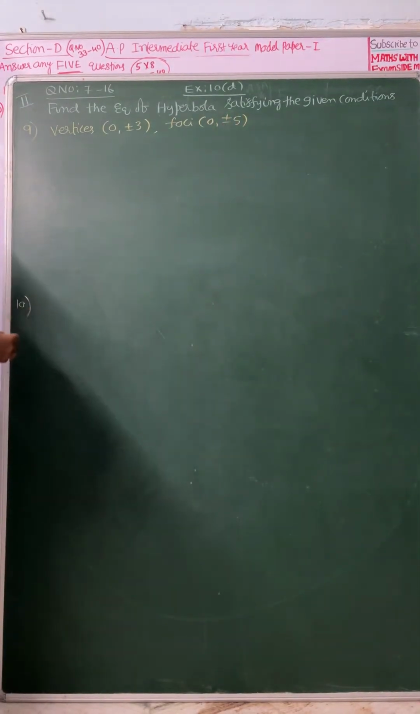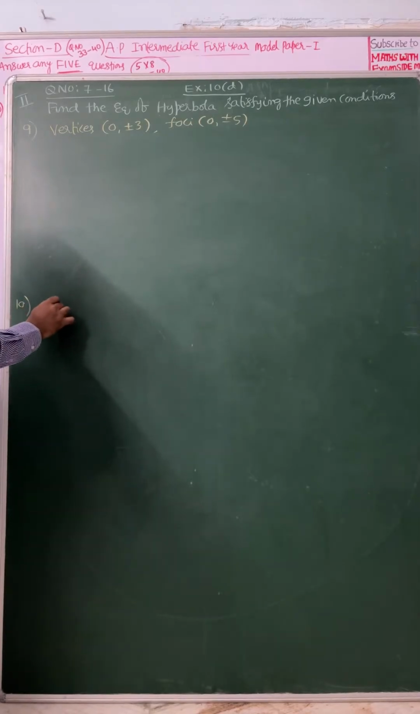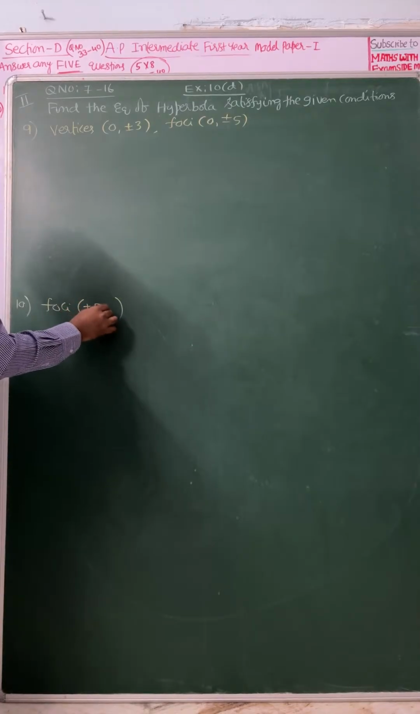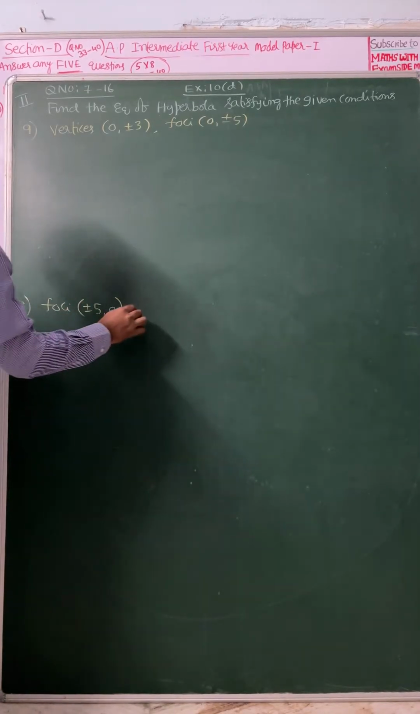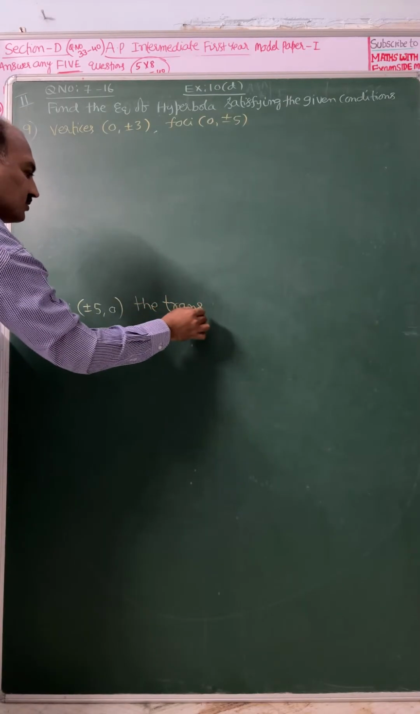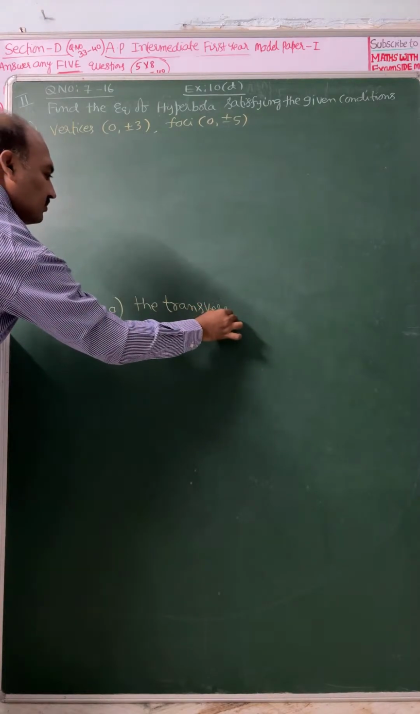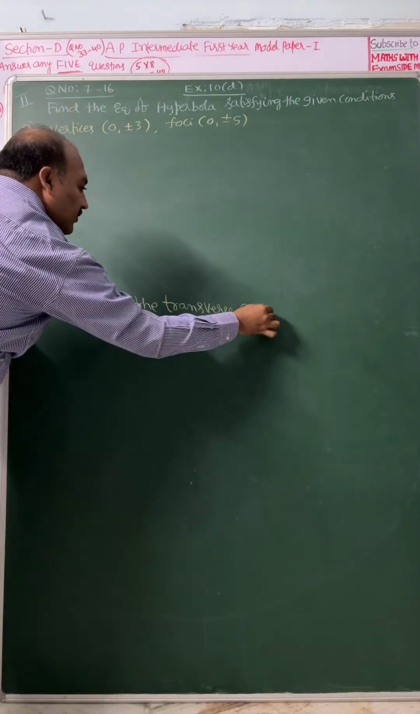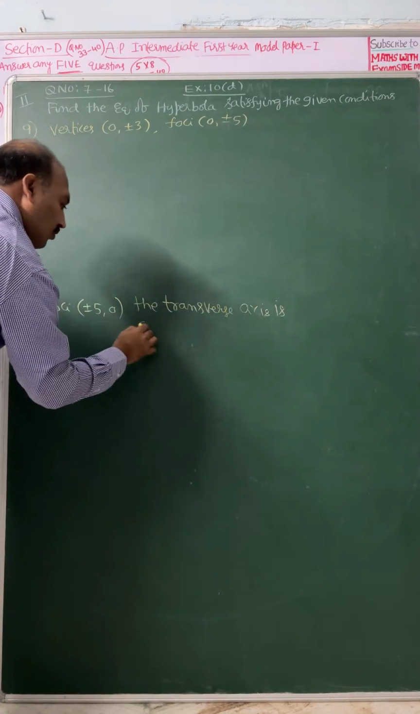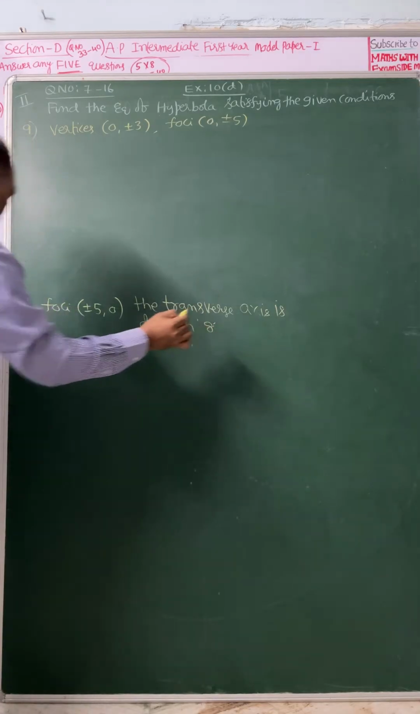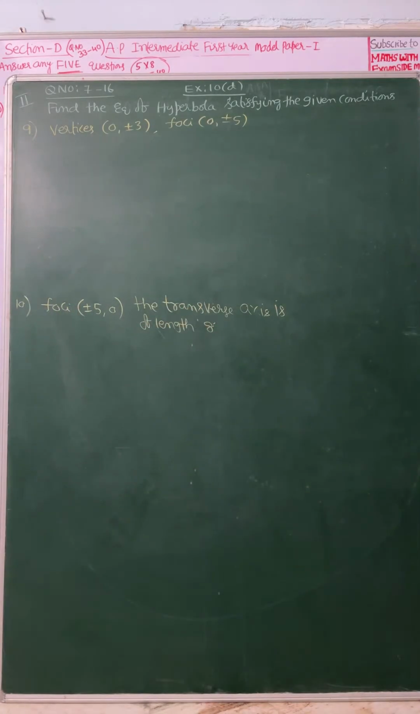Question number 10. Foci plus or minus 5, comma 0. The transverse axis is of length 8. See, these two questions we are going to do that.